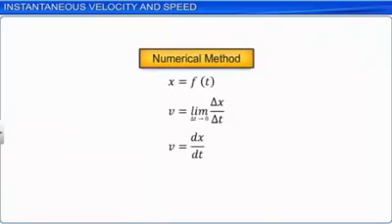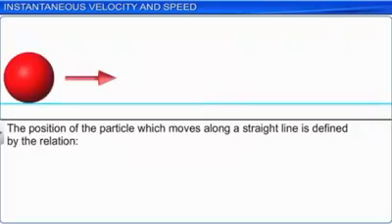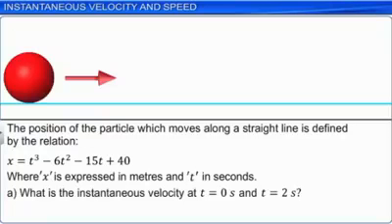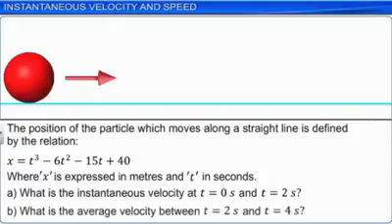The position of a particle that moves along a straight line is defined by the relation x = t^3 - 6t^2 - 15t + 40, where x is expressed in meters and t in seconds. What is the instantaneous velocity at t = 0 seconds and t = 2 seconds? What is the average velocity between t = 2 seconds and t = 4 seconds?